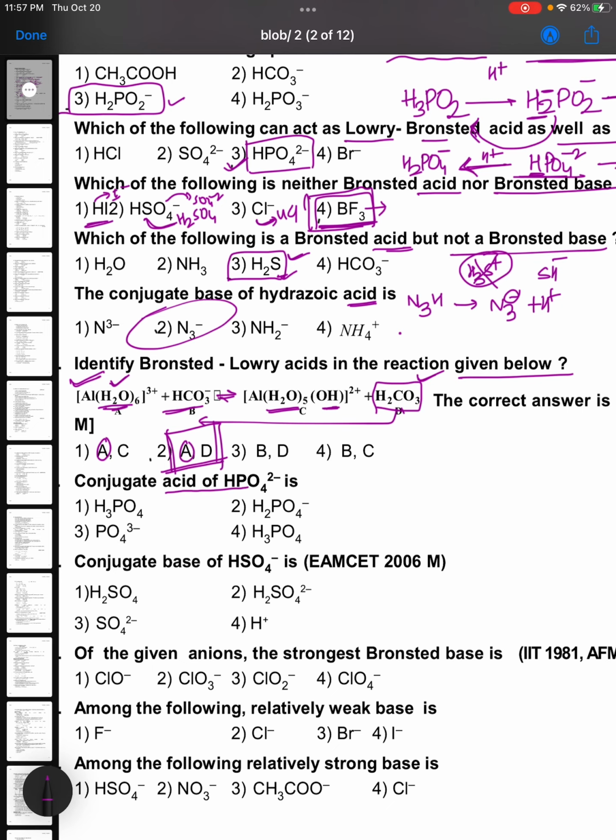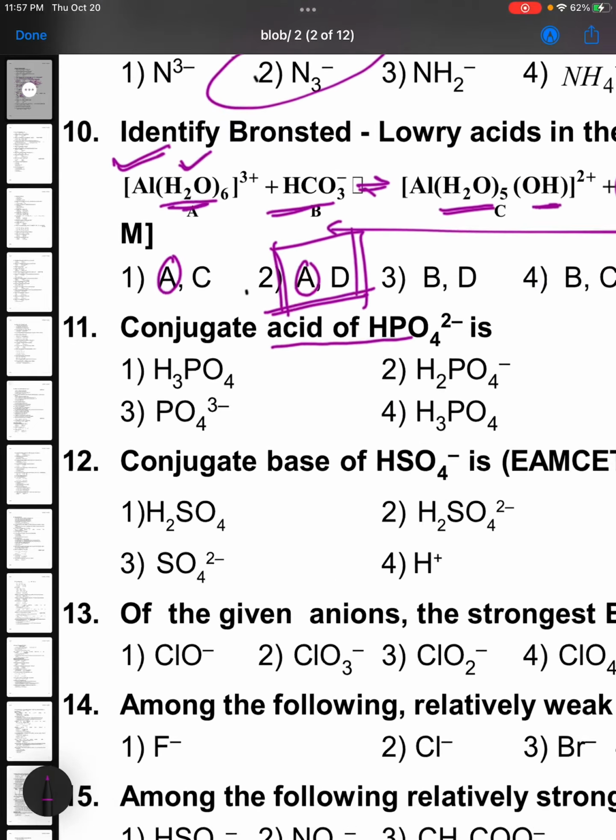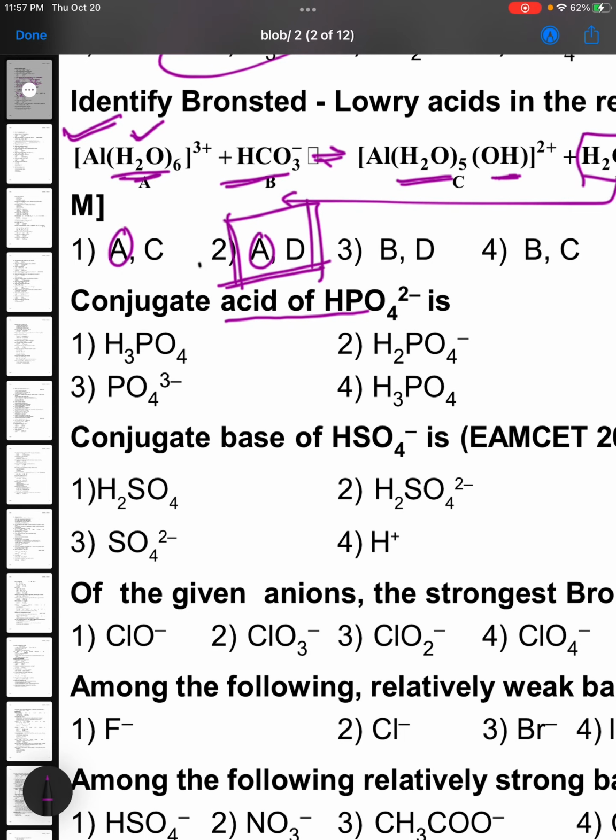Conjugate acid of HPO4 2-. Very, very simple line. Whenever such kind of questions are there, conjugate acid of HPO4 2-, just add one H+. H2PO4-. Conjugate base of HSO4-. Remove this proton. So when proton is lost, SO4 2-.